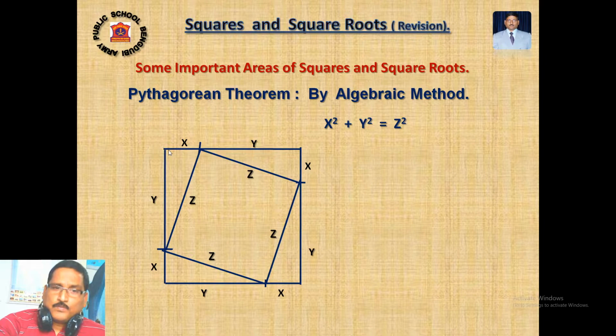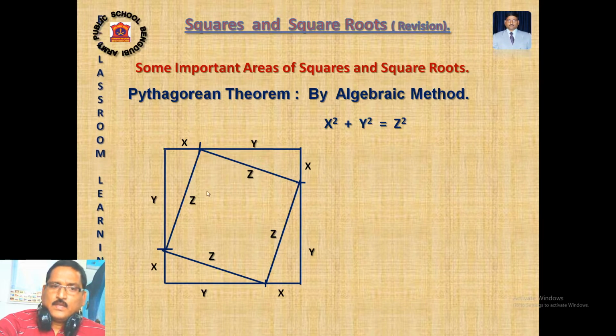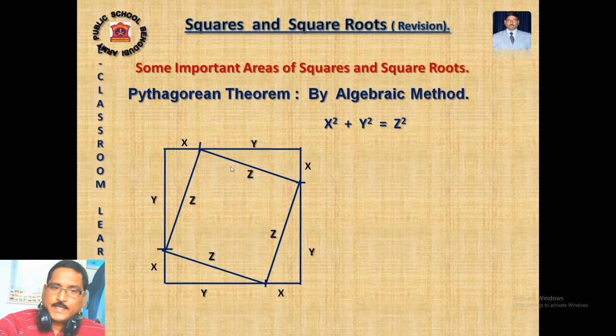Now how can I prove this whole square equals the small square plus the sum of the four right triangles at the four corners? Clear? Have you understood? Big square, that is x plus y whole square, is equal to the small square made inside plus four right triangles at the four corners. Okay.